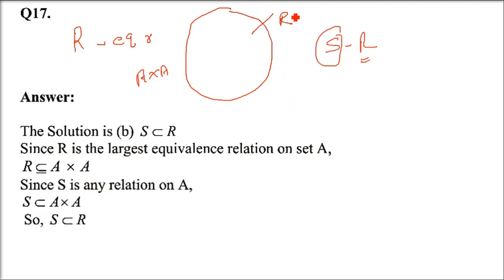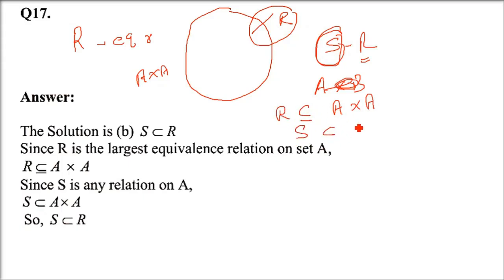Then what is the option we have to choose? R and S have both come from A cross A only. Initially I already told you, the Cartesian product will be ordered pairs and the relation will come from these ordered pairs only. So this R is a proper subset of A cross A. This is already given in the question. Now S is also coming from this A cross A only.